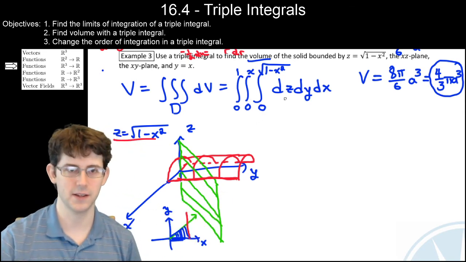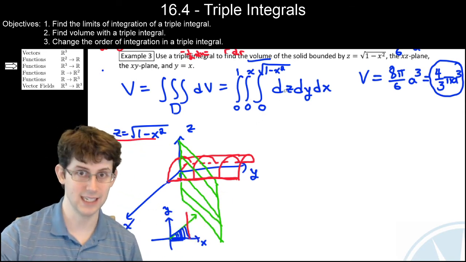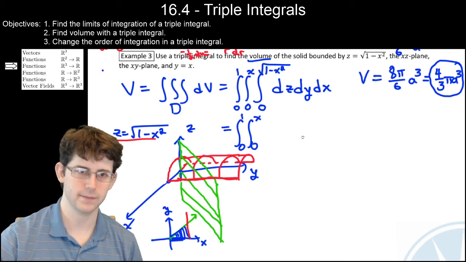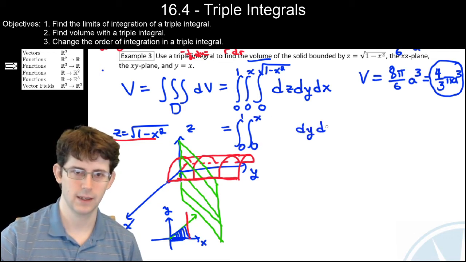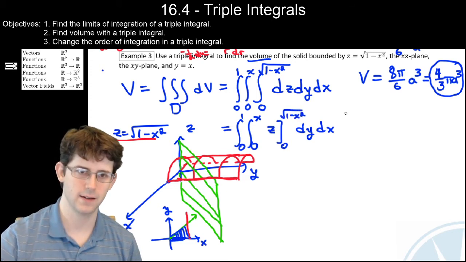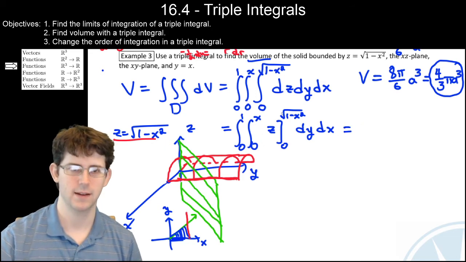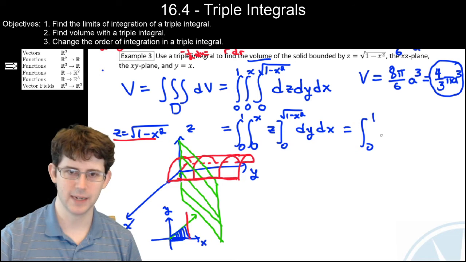So this integral, the inner one, is the integral of dz. So it's the integral of 1. The outermost integrals are just going to sit here and wait. The integral of dz is z, and the bounds are from 0 to root 1 minus x squared. I can plug in those bounds, and I'll be ready to go for my second integral.